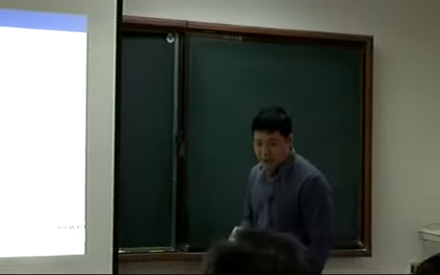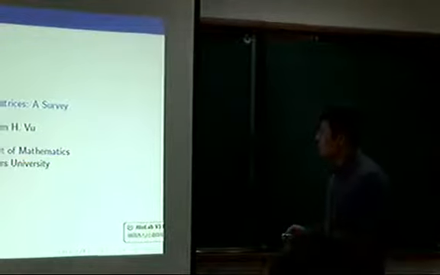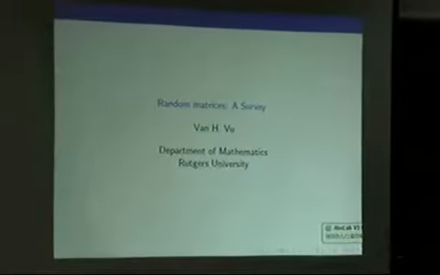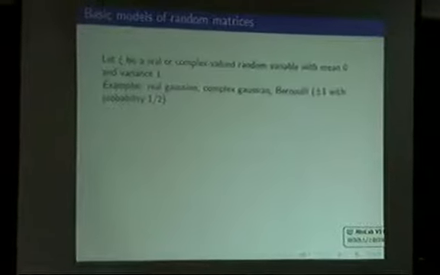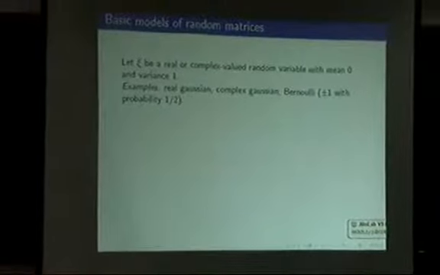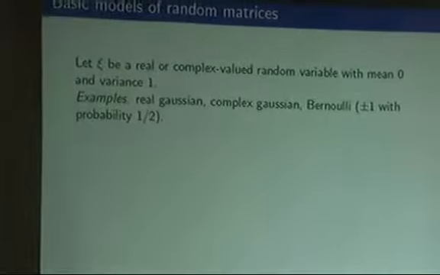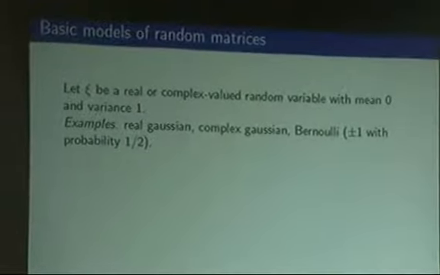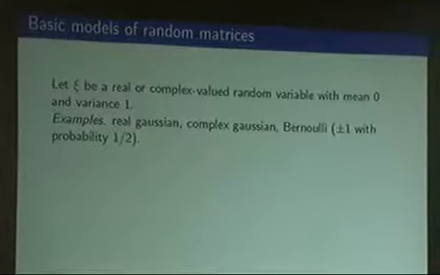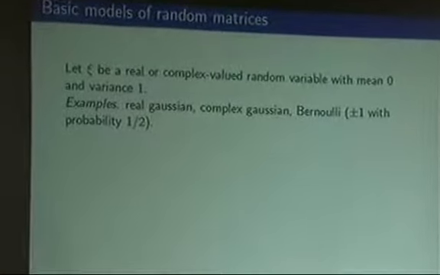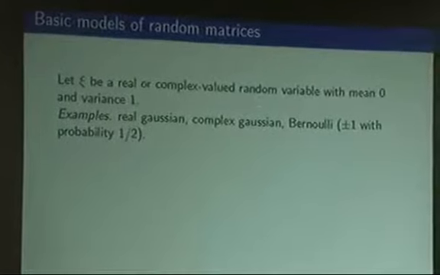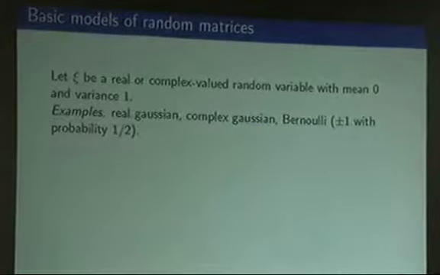I'm going to give a survey on random matrices, and actually I will focus on only one aspect of this area. Here's what we call random matrices. Basically, you can imagine it is a matrix where every entry is a random variable, so it generates a probability space. In the entry, we usually write a random variable with mean 0 and variance 1, just for normalization purposes.